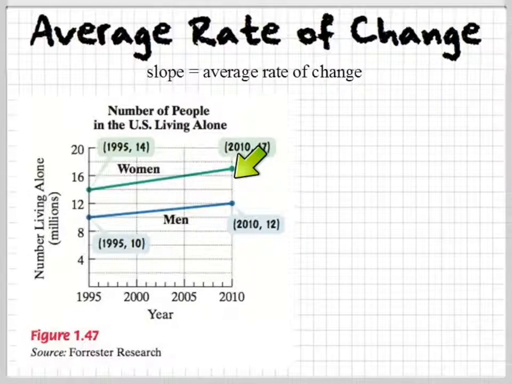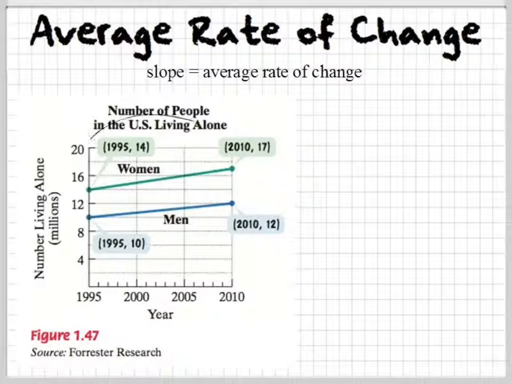Now, because these are straight lines, you wouldn't see the problem say average rate of change. It would just say rate of change. What is the rate of change? That's a slope. And so all you have to do is find the slope. When it says rate of change, just find slopes.